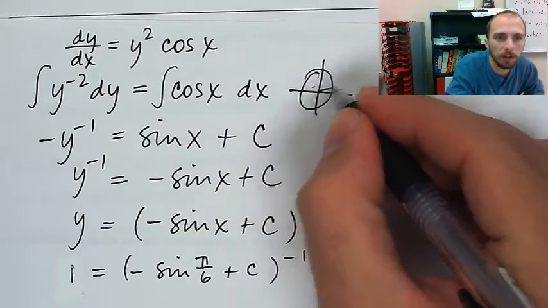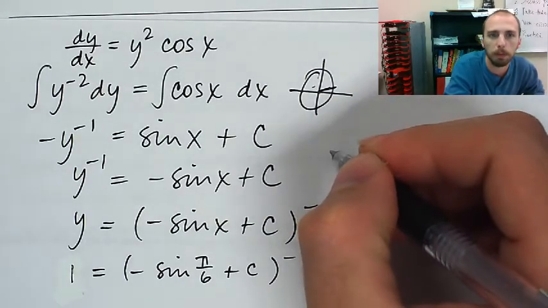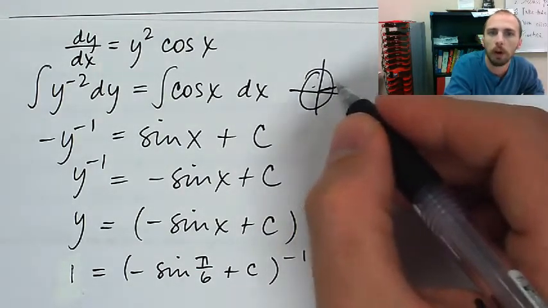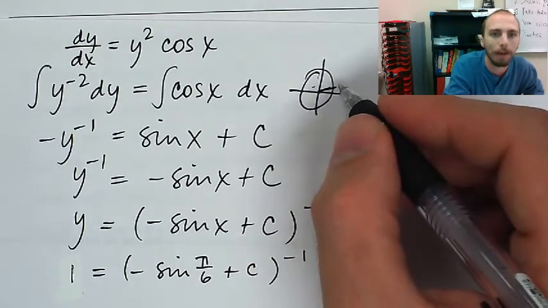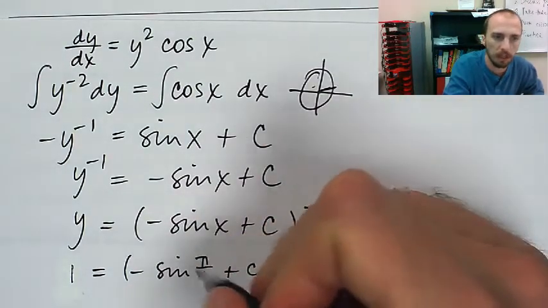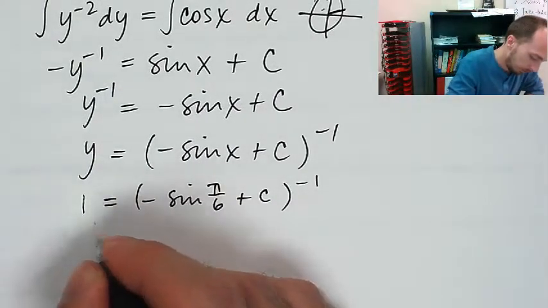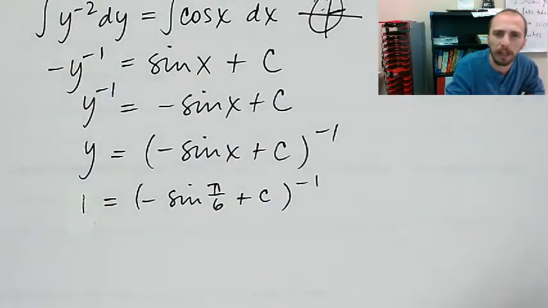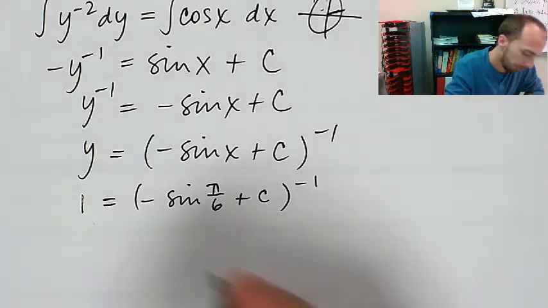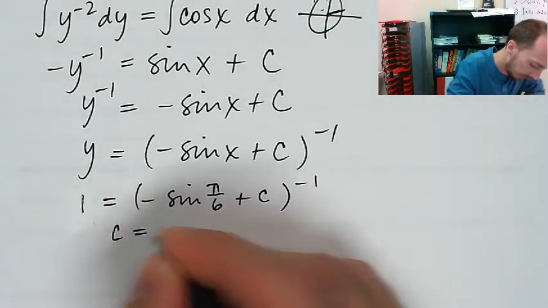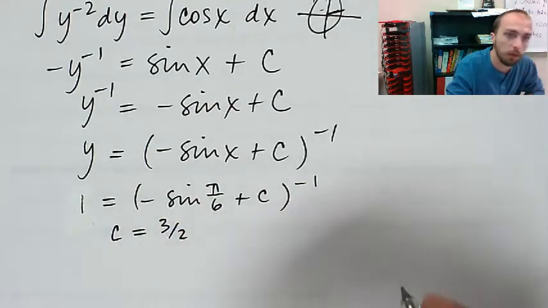Okay, pi over 6 is not very far up. So that's going to be where the y coordinate is a half. And so it'll be negative 1/2 plus c equals 1. So c has to be 1 and a half. So it'd be 3/2. C equals 3 divided by 2.